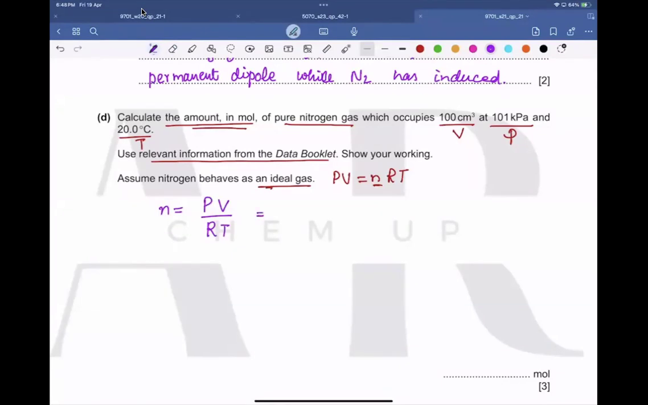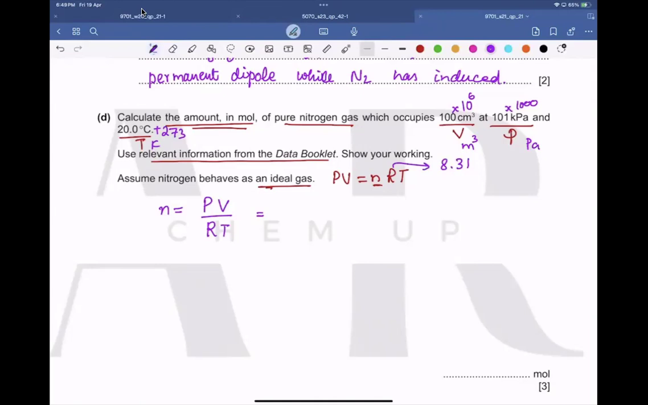So remember, we always use the pressure in pascals, not kilopascals, so I have to multiply it with 1000. The volume is always used in meter cube, so I have to convert it. The temperature is always in Kelvin, so I have to add 273 over here. And further, we need R. R is a general gas constant, and its value is provided to you, it's 8.31. It will be in the second last page of the paper where the constants are given. It's always 8.31, right?